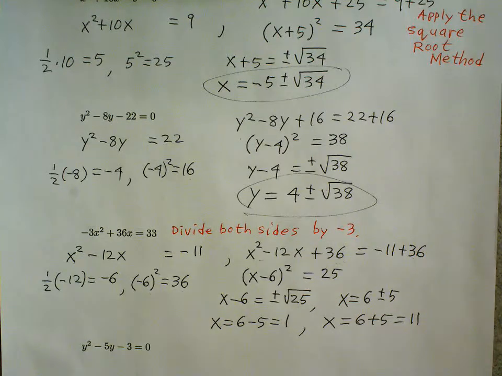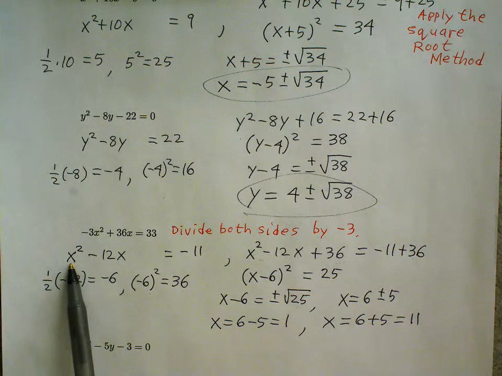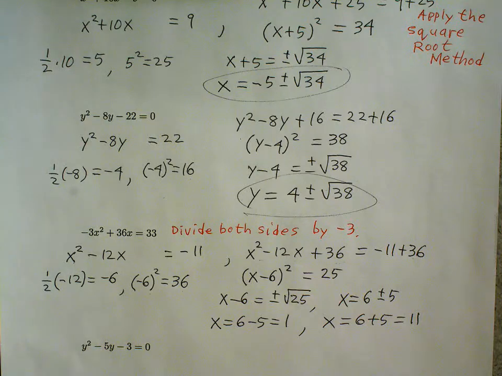All right, so make sure you pay attention to what happened in this example. The coefficient of x squared didn't start out to be 1. So we had to divide every term on both sides by -3 so that the coefficient of x squared is 1 after that. Then we can complete the square and solve by using the square root property.